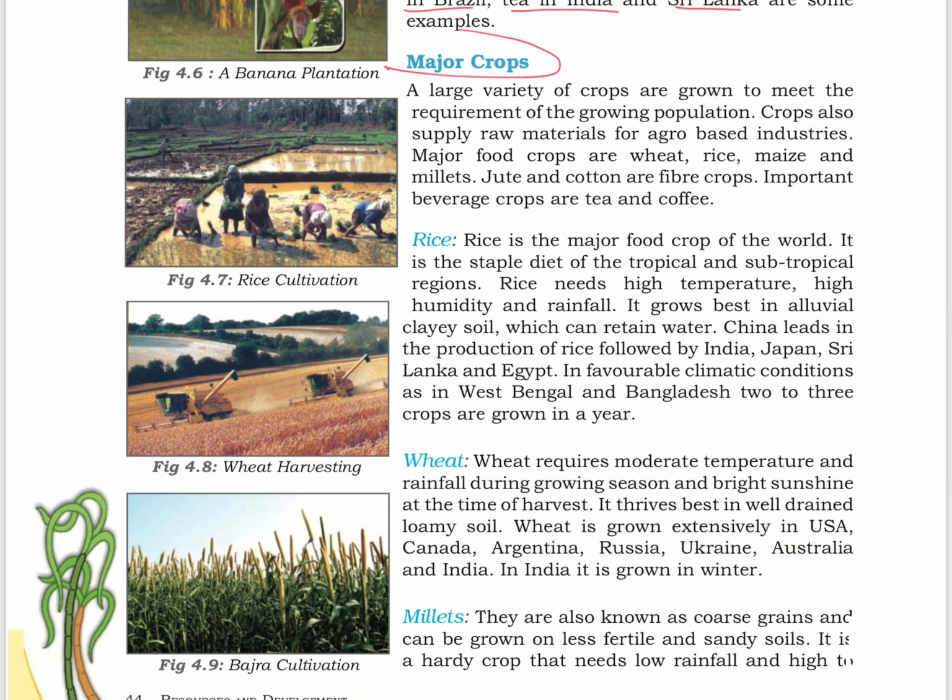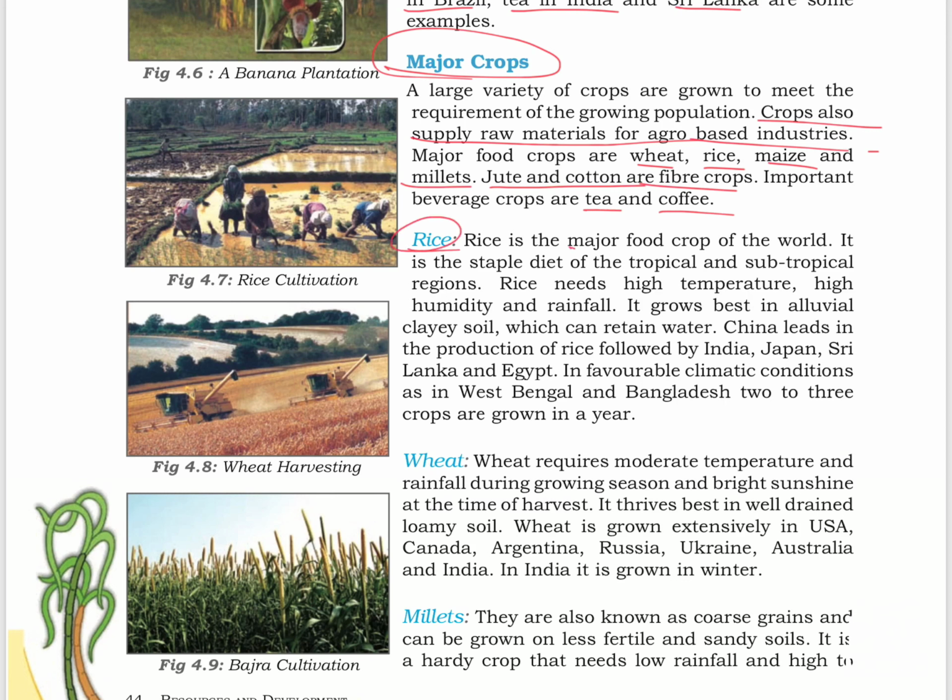Let's see the major crops. So crops also supply raw materials for agro-based industries. Major food crops are wheat, rice, maize and millets. Jute and cotton are fiber crops. Important beverage crops are tea and coffee. Let's see them one by one.